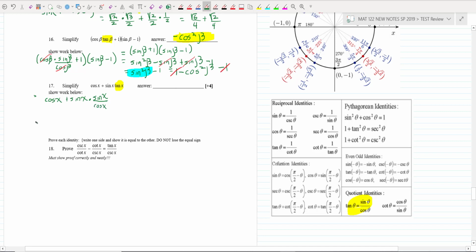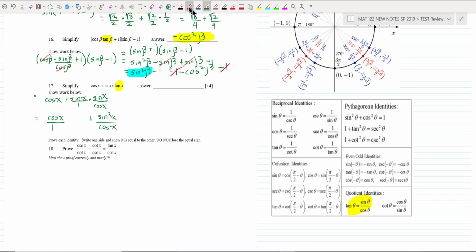All right, now let's see. What we're going to do then is bring down the cosine, and I'm going to put that over 1. And then if I multiply this straight across, I have sine times sine is sine squared x over cosine x like that. Now I'm probably going to need to get a common denominator and add these two things together.